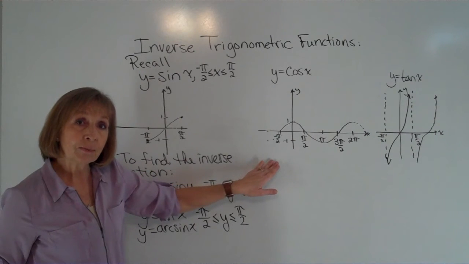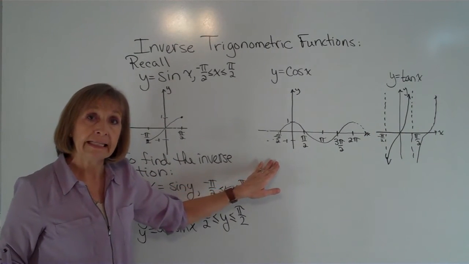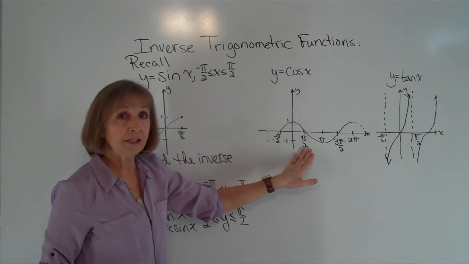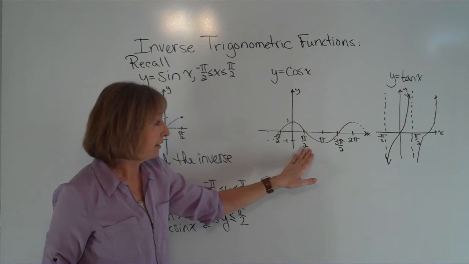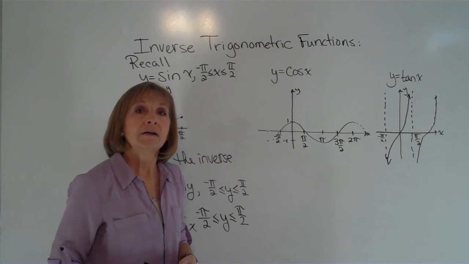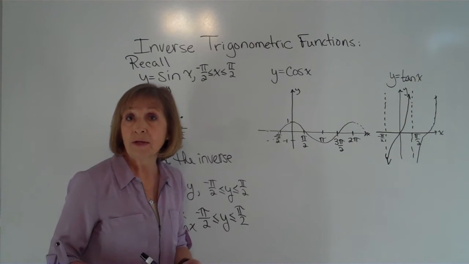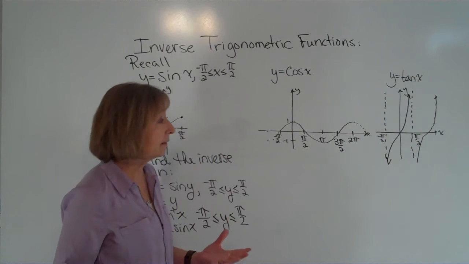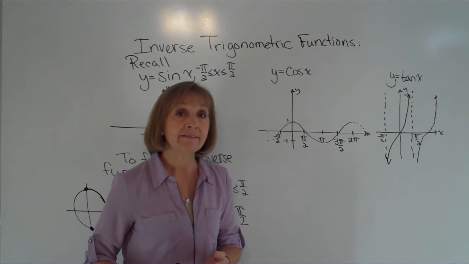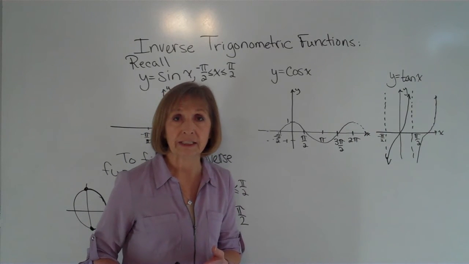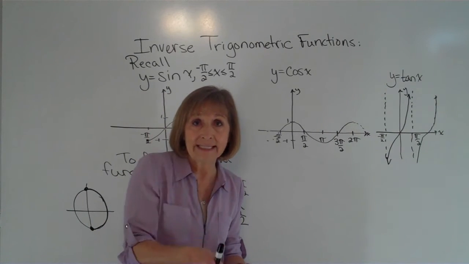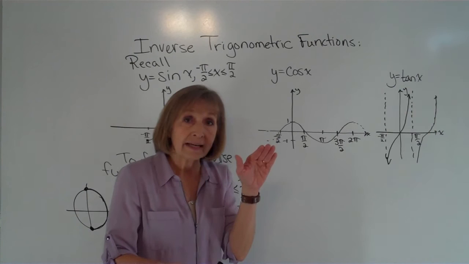Now let's see what happens with our work with finding the inverse cosine function. So here's the original picture of the cosine function. Again, it does not pass the horizontal line test to be a one-to-one function. It does pass the vertical line test to be a function, but for a function to have an inverse that's also a function, it has to be one-to-one. So it has to pass the vertical line test to be a function and the horizontal line test to be a one-to-one function.